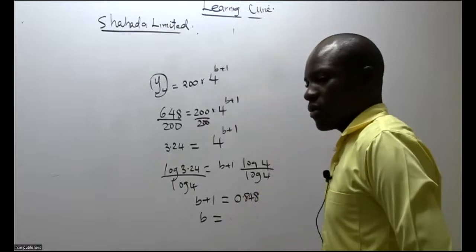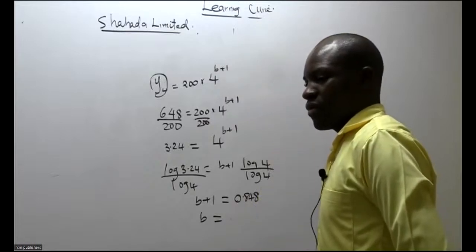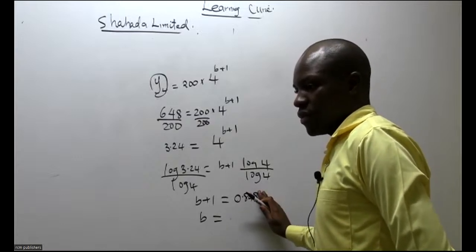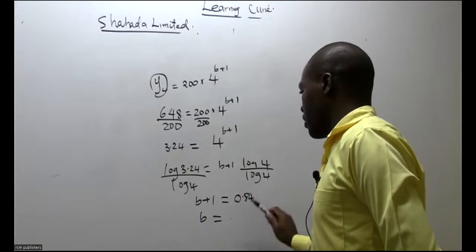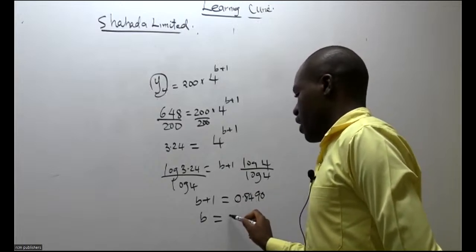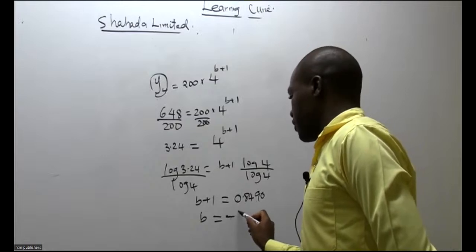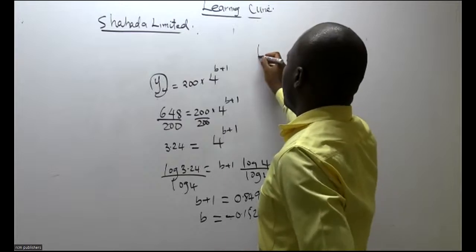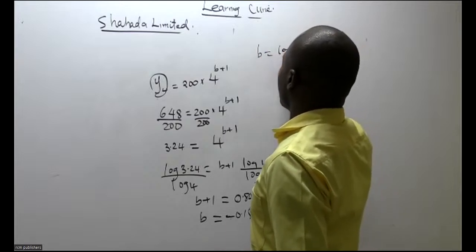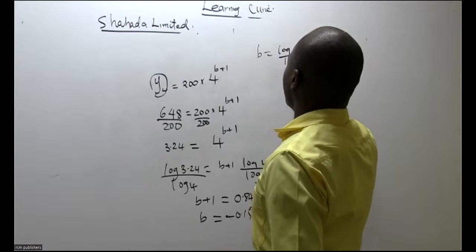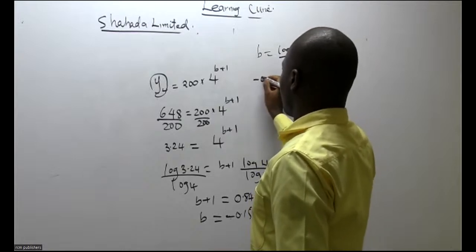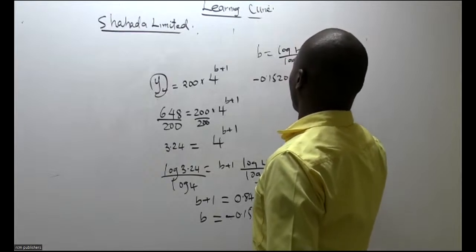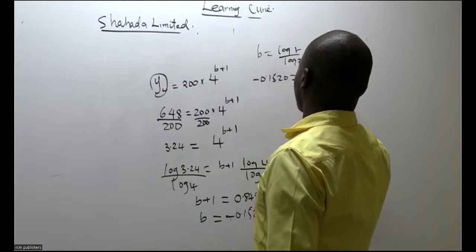What's the value of B? The value of B is negative 0.1520. Now, B is equal to log R over log 2. We have B as negative 0.1520, which is equal to log R, which we do not know, divided by log 2.